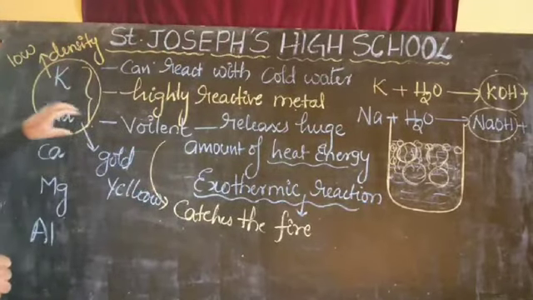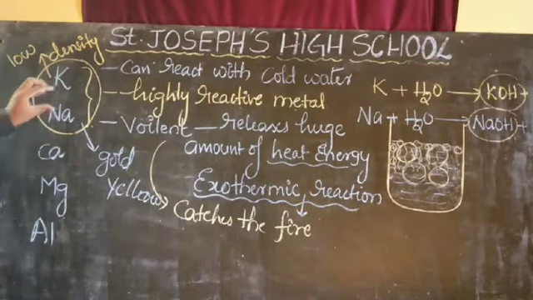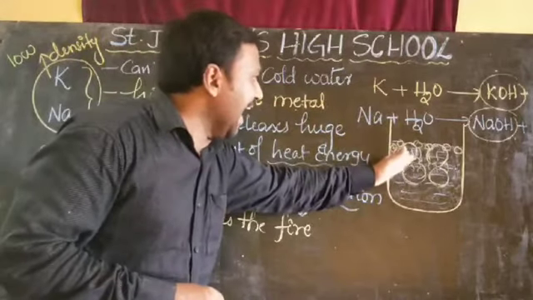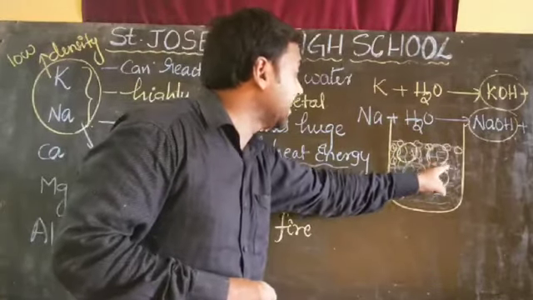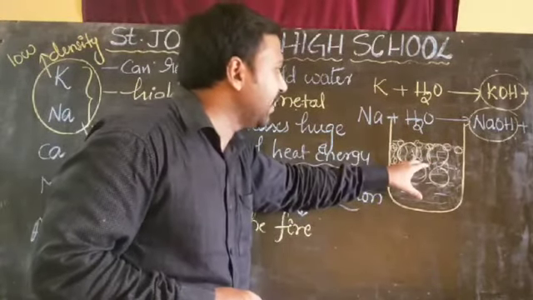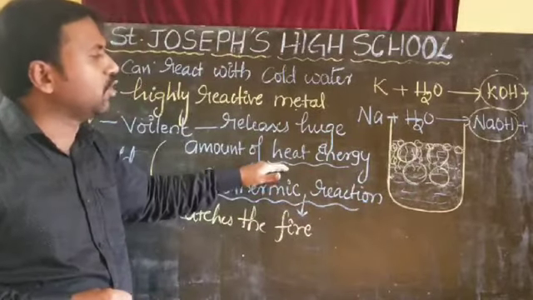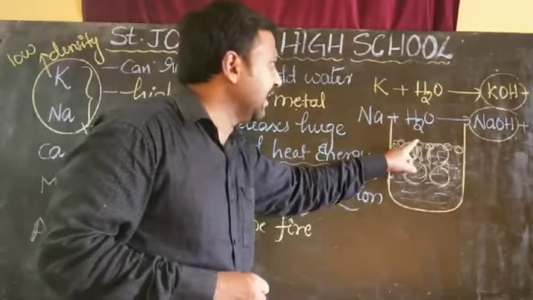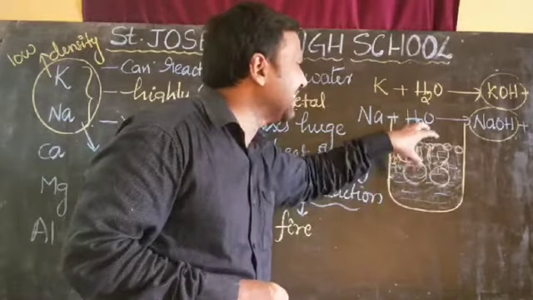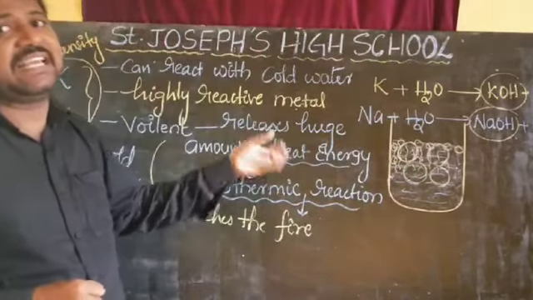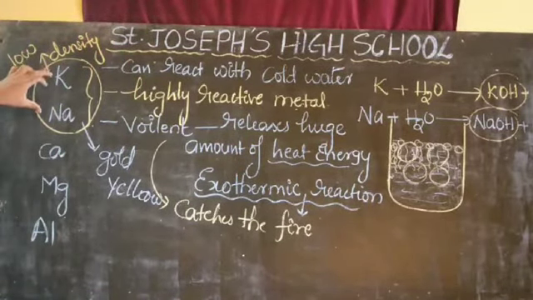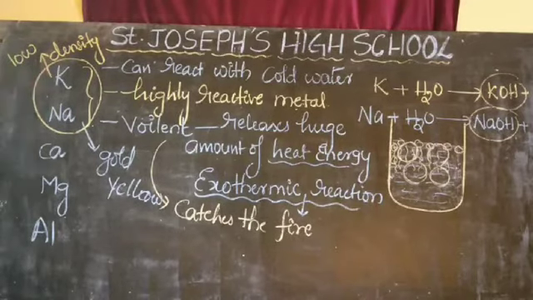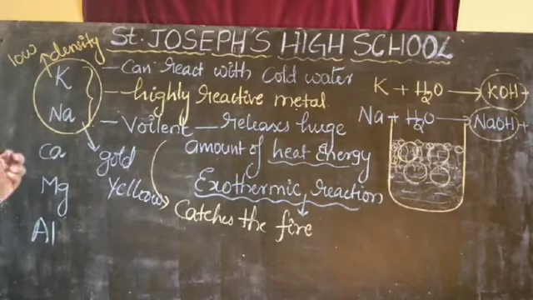Once again, when potassium and sodium are placed in water, they react and release hydrogen gas. When it is reacting, it is an exothermic reaction. I said exothermic reaction means it releases a huge amount of heat energy. Because of that heat energy, whatever hydrogen gas is released catches fire. That's why whenever we place sodium and potassium metal in water, it reacts very violently with a huge flame.